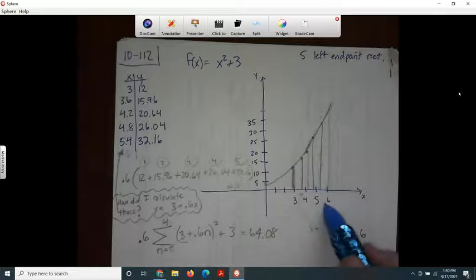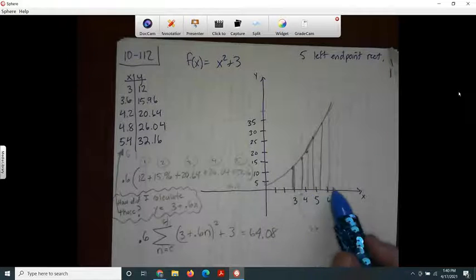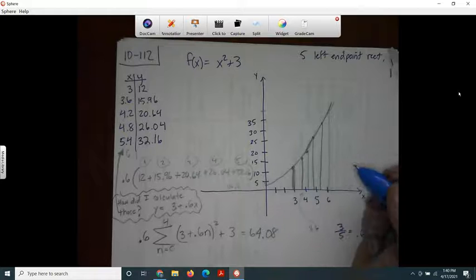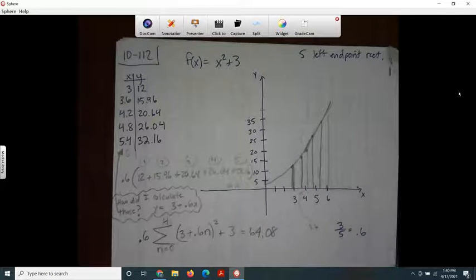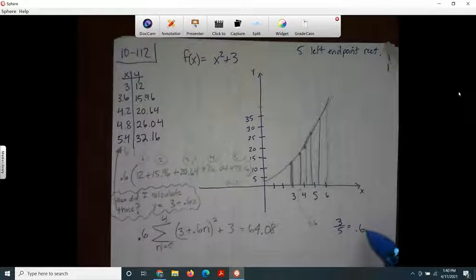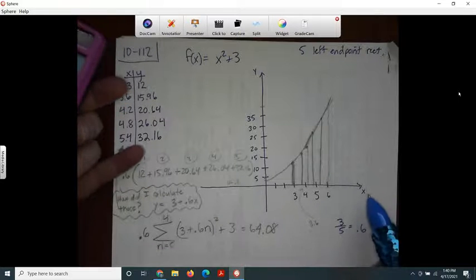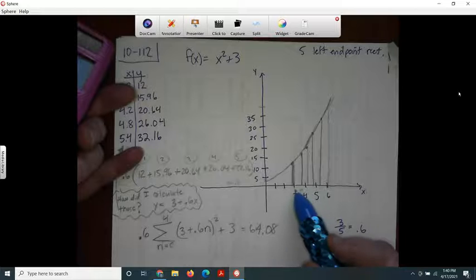So what I did is I wrote 3 over 5. I meant 5 over 3, I think. No, I did mean 3 over 5. Because the distance from 3 to 6 is 3, and I'm dividing it into 5 even rectangles, I went 3 divided by 5 and I got 0.6.